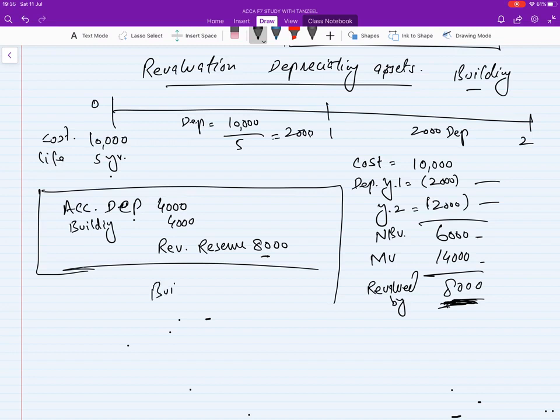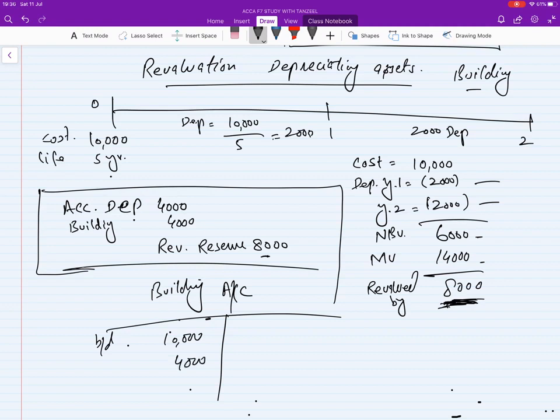If I can show you the building account, let's make our building T account. Brought down value was 10,000, and you reverse all the depreciation here. When you reverse it, the closing balance will be 14,000. You can see market value and the closing balance are the same, 14,000.